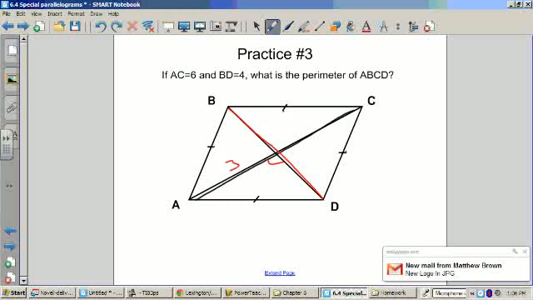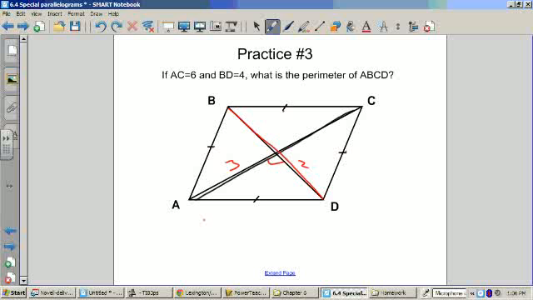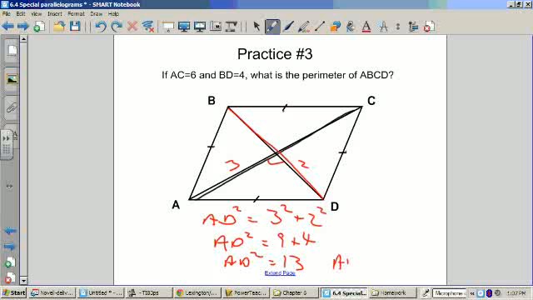If AC is 6, this piece of the diagonal must be 3, half of 6. If BD is 4, this must be 2. I have a right angle. I have 2 legs of a right triangle that are 2 and 3. And I want to figure out what AD is. Well, AD squared is going to be equal to 3 squared plus 2 squared. AD squared is equal to 9 plus 4. AD squared is equal to 13. So AD is equal to plus or minus the square root of 13. I don't need the negative square root of 13. AD is equal to the square root of 13.